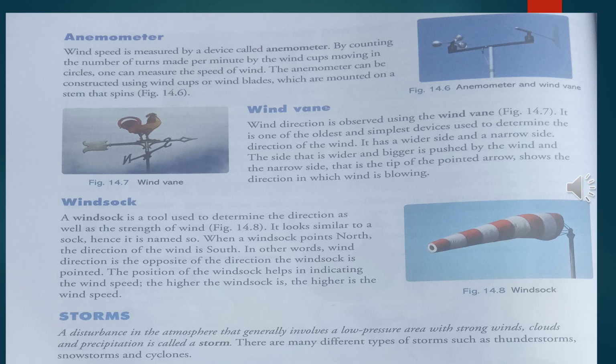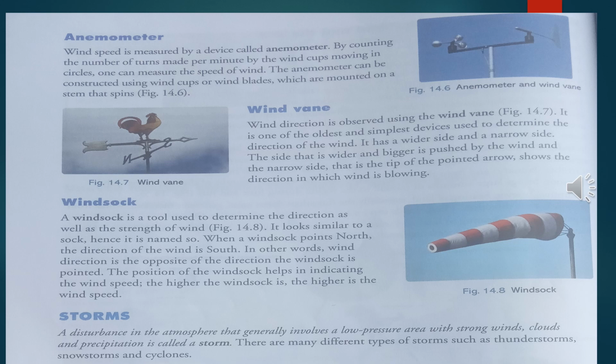So students, here we have discussed three devices. One is the anemometer. By using this we can measure the wind speed. Another one is the wind vane. By using this wind vane we can find out the direction of the wind. And the windsock, by using this we can find out the direction of the wind as well as the wind speed.